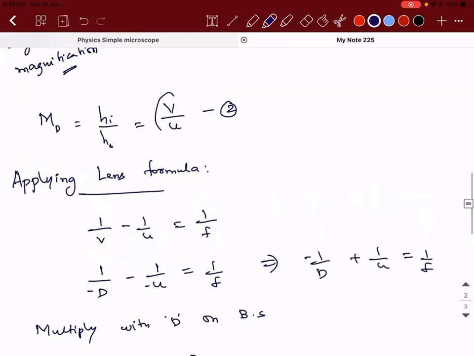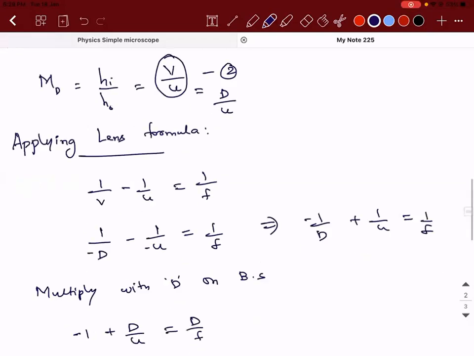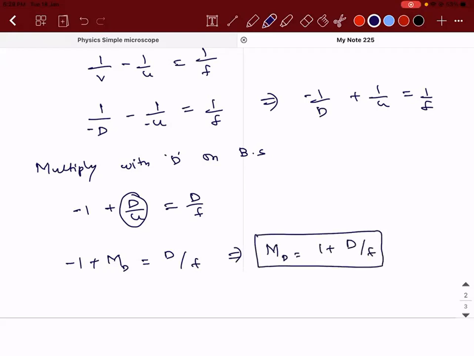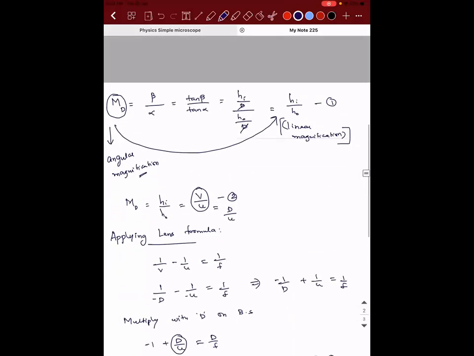So you will get minus 1 plus d by u is equal to d divided by f. Remember, v by u is the linear magnification. v is nothing but d and u is u only. So d divided by u is going to be the angular magnification. So minus 1 plus md is equal to d divided by f, which implies md is equal to 1 plus d divided by f. Okay. And copy this.